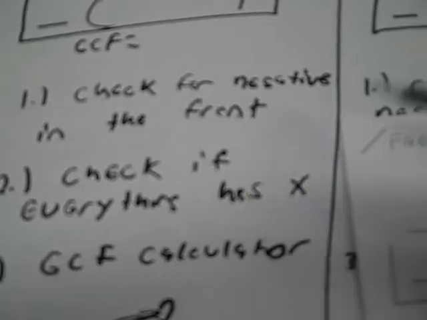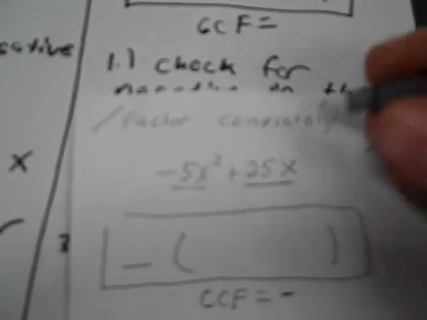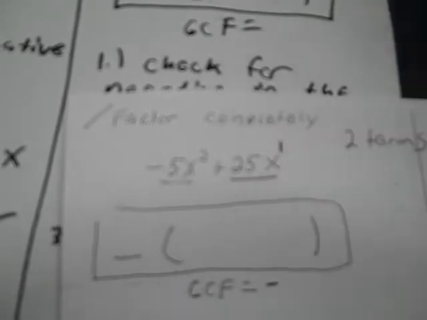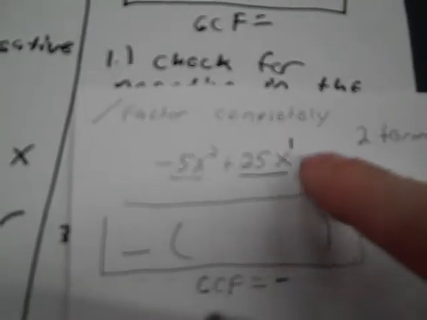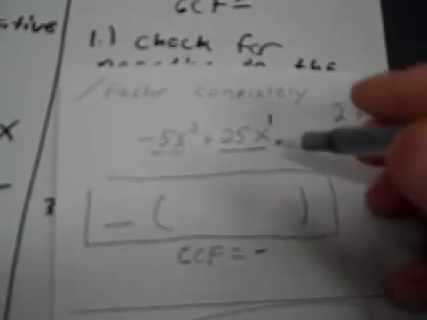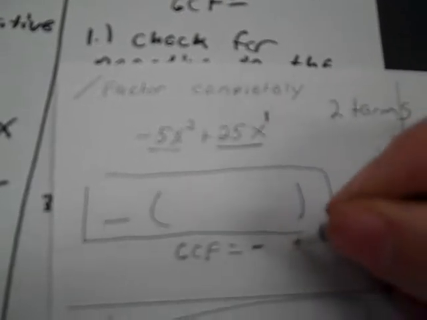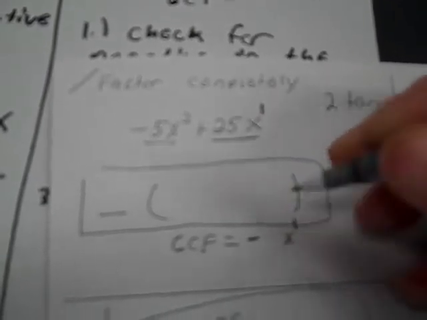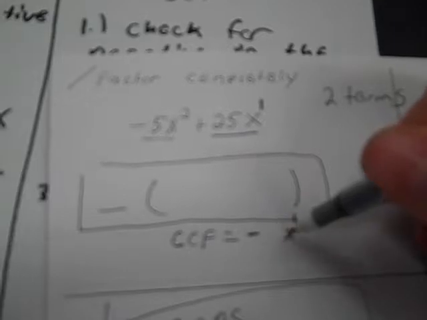Now check if everything has x. Well, this negative 5 has x to the second and 25 has x to the first, so everything does have x of some kind. So we want to take the smaller x to the smaller power out of here. Notice how I leave some room between the negative sign and the x because I need to leave room for my number. Then I see what 5 and 25, the largest number that they're divisible by. That means evenly divided. Okay, and the GCF's 5.